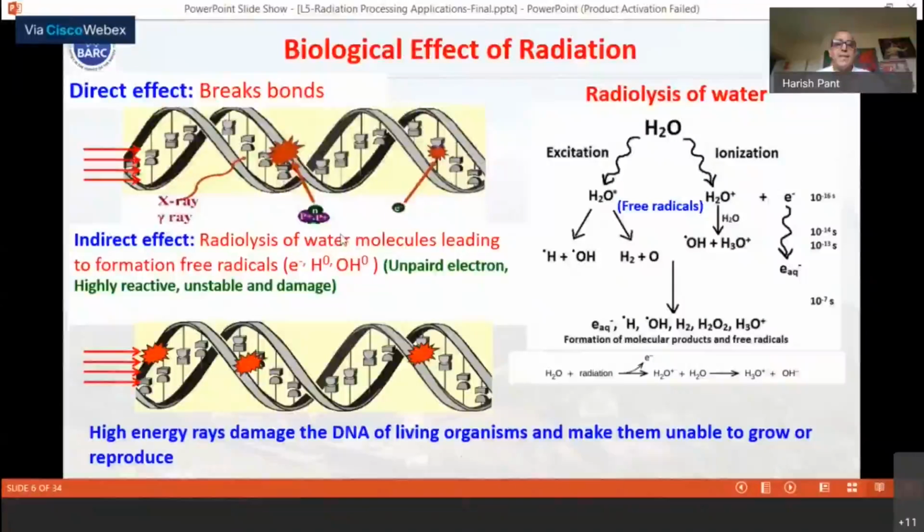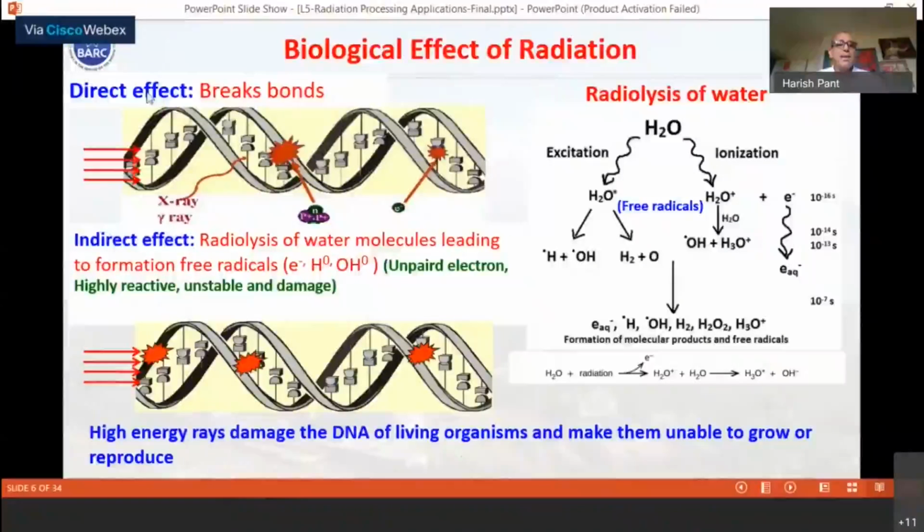Free radicals are nothing but molecules or atoms having one unpaired electron, and these species are very reactive and very unstable also, and their lifetime is very small. Their life is in the microsecond or nanosecond range, and in that short time they damage the DNA. So there are two types of effects.